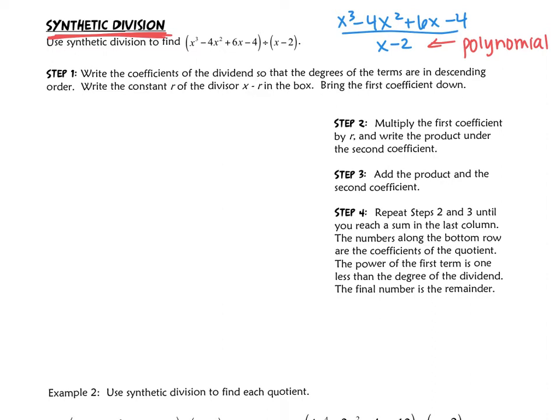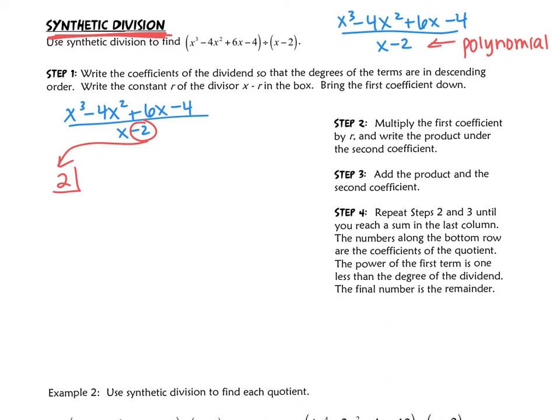Okay, so we have our 4 steps for synthetic division. Step 1, write the coefficients of the dividend so that the degrees of the term are in descending order. Conveniently for us, that's already the case. So we have the third degree first, then the second power, then the first power, and then the constant. Denominator, we're also in descending order. Okay, here's what you're going to do next. This number that you're dividing by, you're putting in the box, but at the opposite sign. So instead of a negative 2, it's going to be a positive 2.